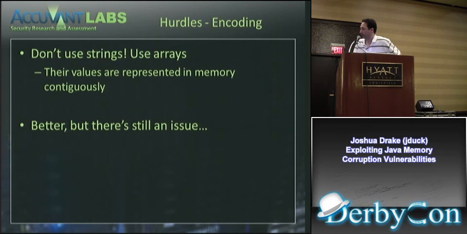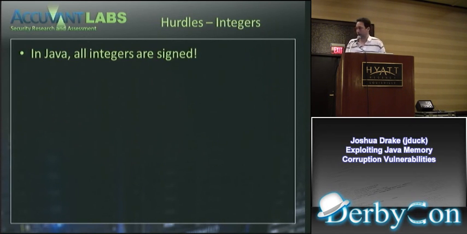So one thing to get around the encoding issues that I've seen is to use integer arrays. They end up getting represented in memory just in a sequence of DWORDs, just like they would in a regular C array. So that actually works out pretty well. But there's still an issue with that. The problem is in Java, all integers are signed. There's no such thing as an unsigned integer. So you cannot represent the value 255 in a byte. You cannot represent 65535 in a short. But there's an easy way around this most of the time.